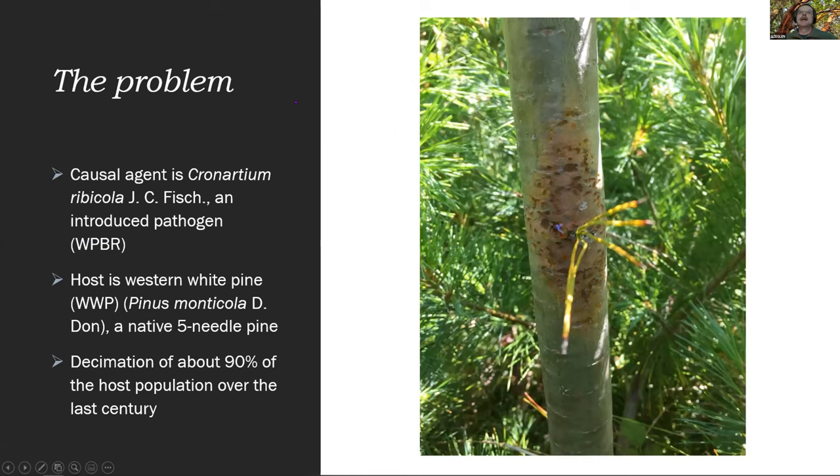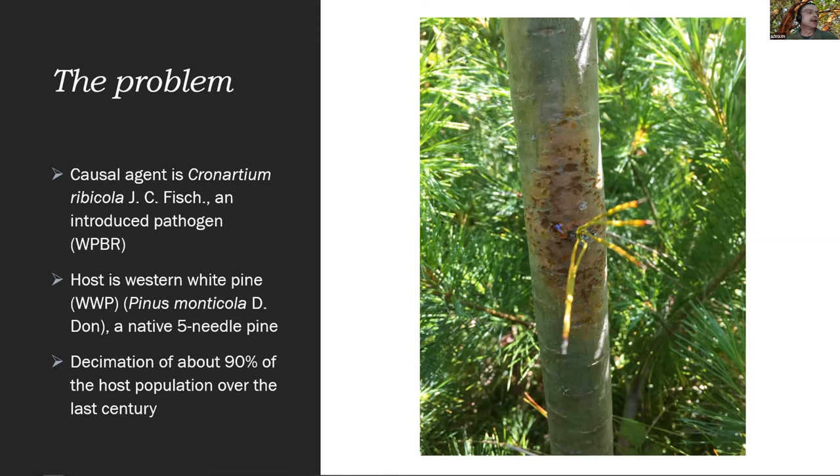So the problem, as stated, is that the causal agent, Cronartium ribicola, is an introduced pathogen into North America. Subsequently, the hosts, which are all five-needle pines in North America, including Western white pine, which is the subject of this talk, but also other five-needle pines like Eastern white pine, whitebark pine, limber pine, Southwestern white pine, are all susceptible to this disease. It has done a tremendous number on the native population of these white pines. In the case of Western white pine, on the coast of Western North America, about 90% of the natural population succumbed over the last century after the introduction of the fungus into Western North America.